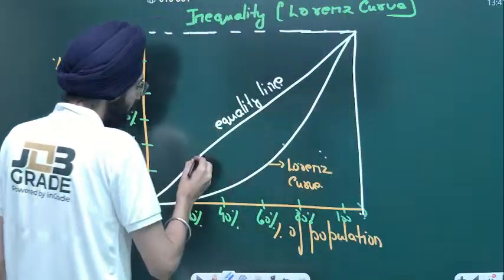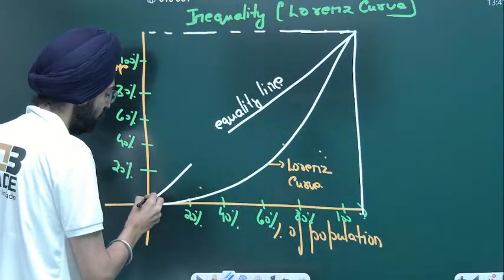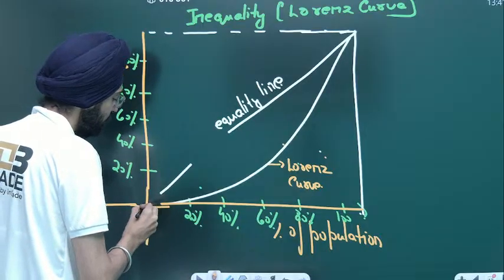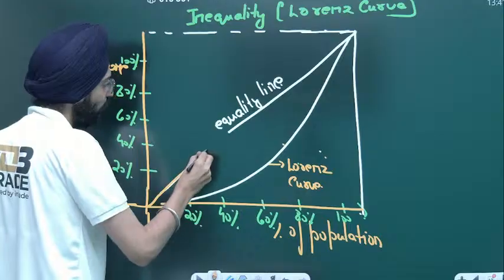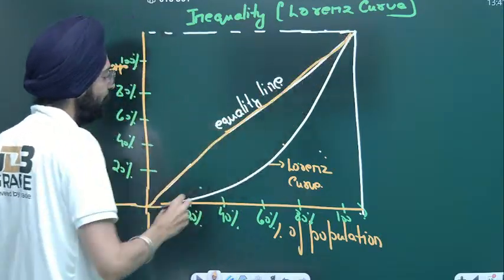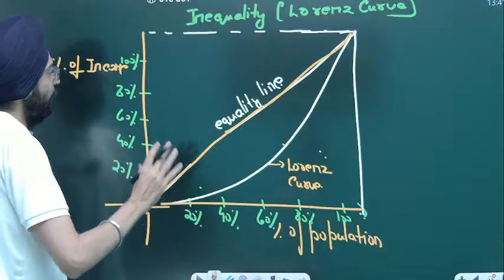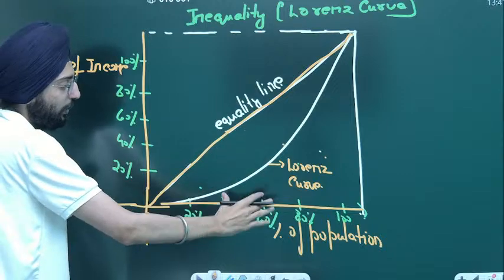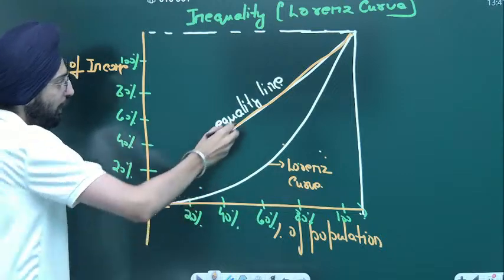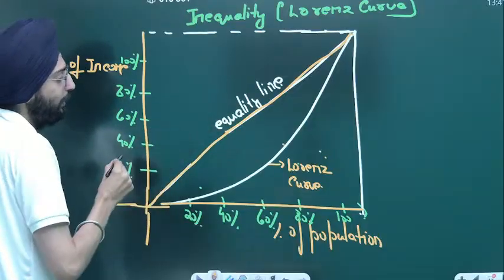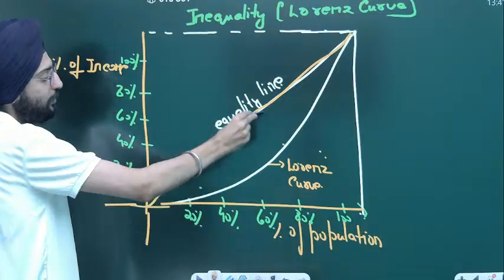Now let me explain this. This is called a Lorenz curve. Let me give you an example. What is a Lorenz curve? It represents the inequality in a nation. On the y-axis, it represents the percentage of income. On the x-axis, it represents the percentage of population. This straight line is the equality line, and this curved one is the Lorenz curve.